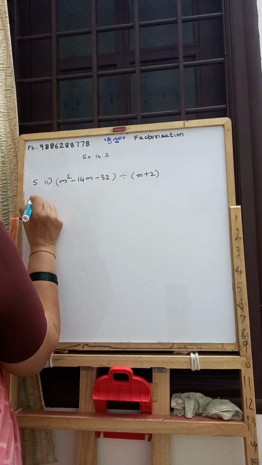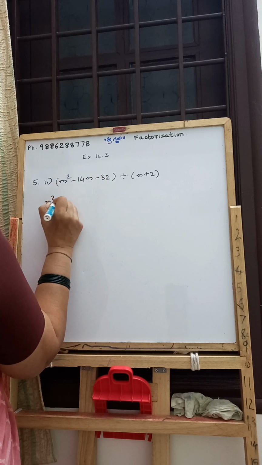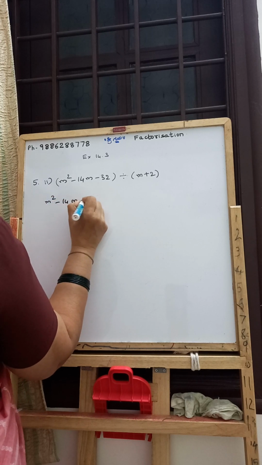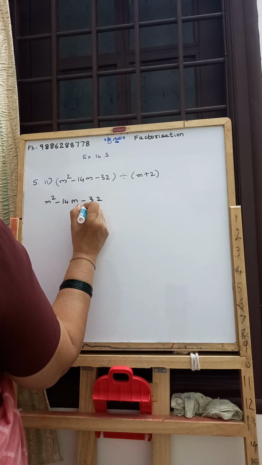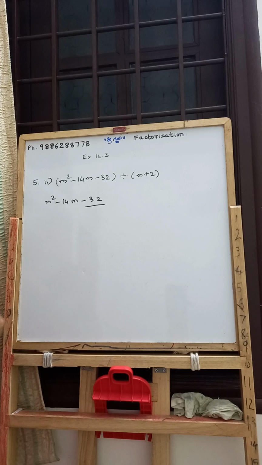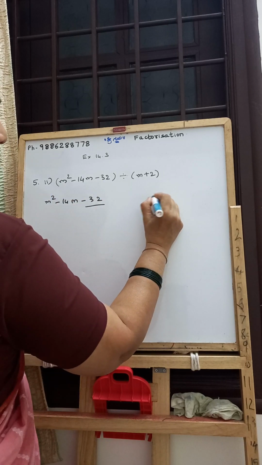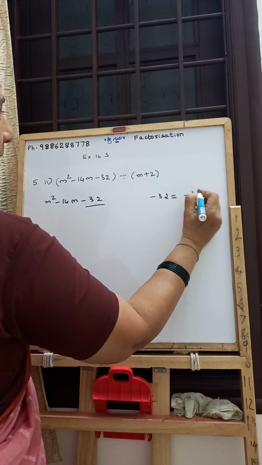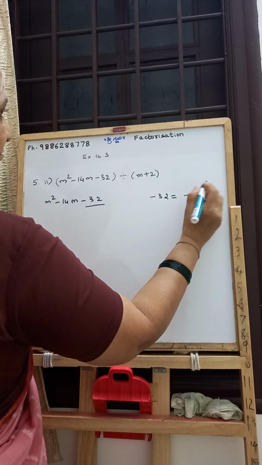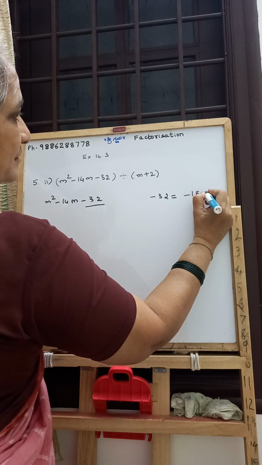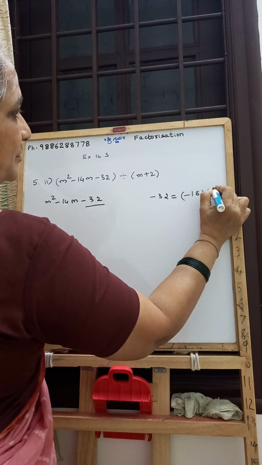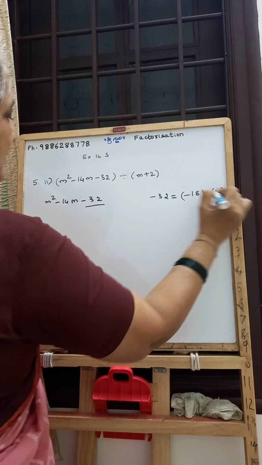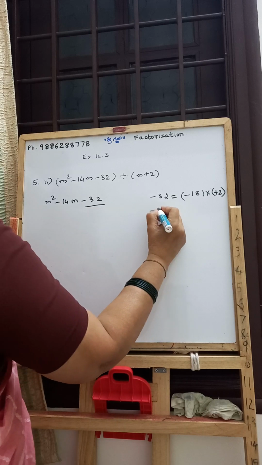Now factorize m square minus 14m minus 32. Now we have 32 as the constant term. Find the factors of minus 32 in such a way that if you add them, you will get minus 14.